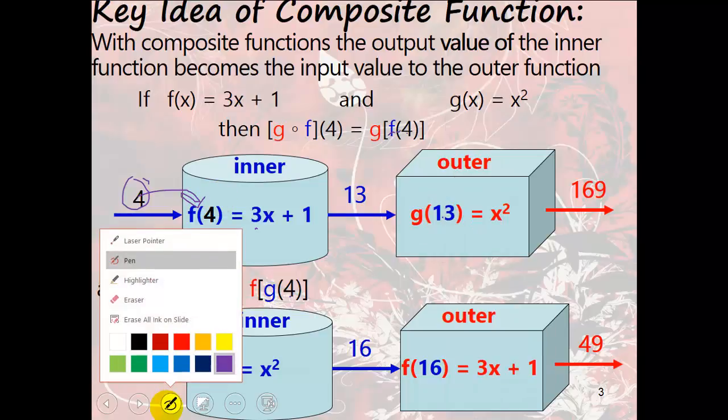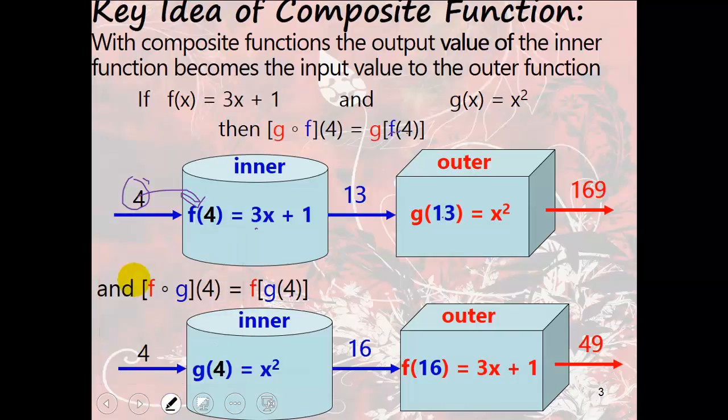So if we have f of x equals 3x plus 1, and a second function, g of x is equal to x squared, let's say that we wanted to find g of f of 4. We could write it as g bracket f of 4. What this says is take 4 and plug it into f. Then take that answer and plug it into g. So let's do that real quick.